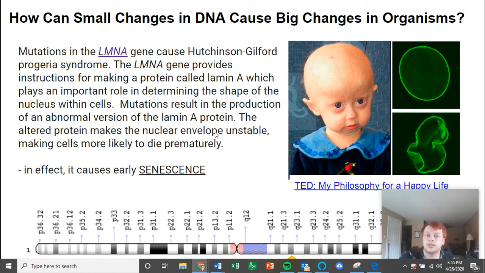So this is what a healthy nuclear envelope would look like on a cell. This is what someone with Hutchinson-Gilford progeria's nuclei might look like. So you can see the envelope is twisted, it's distorted, and remember, structure affects function. So when the nuclear envelope is unstable, cells are more likely to die prematurely, which causes early senescence or aging. So this is just a very fancy word for aging. This is what someone with HGPS looks like in general.